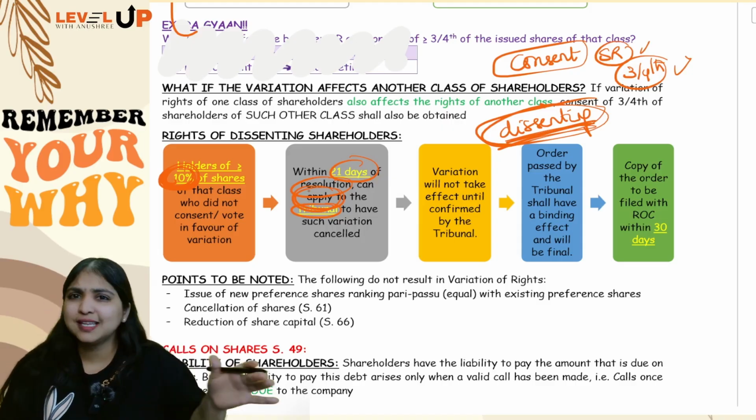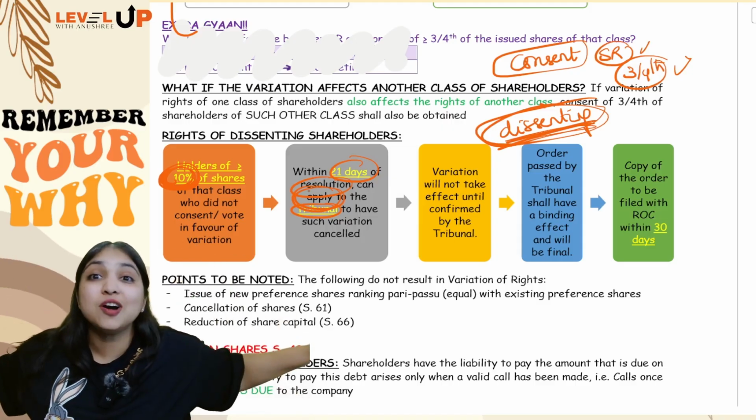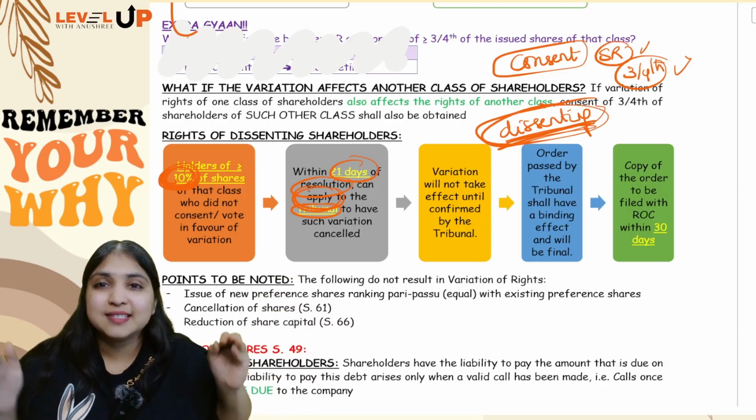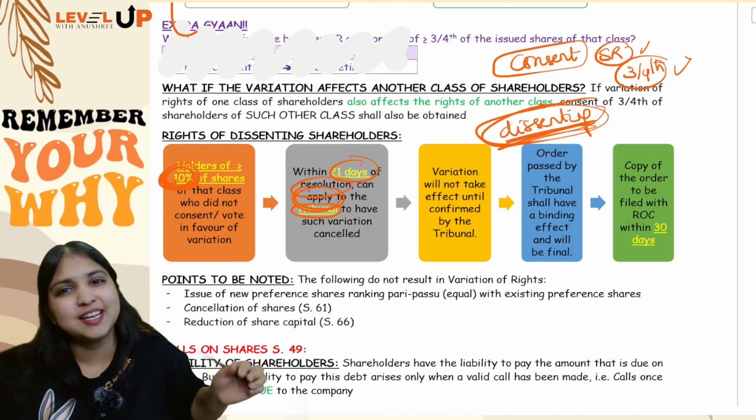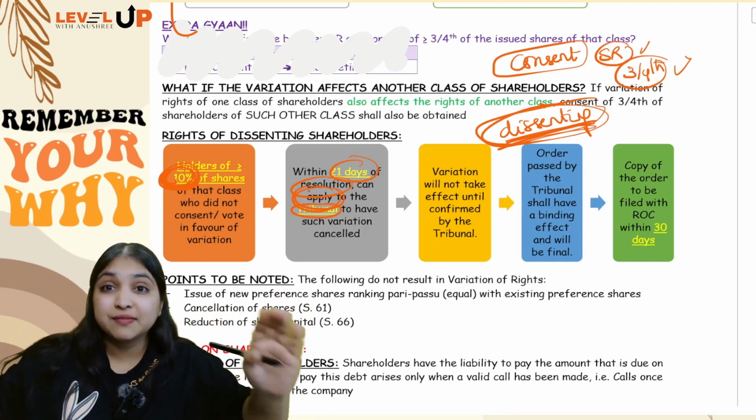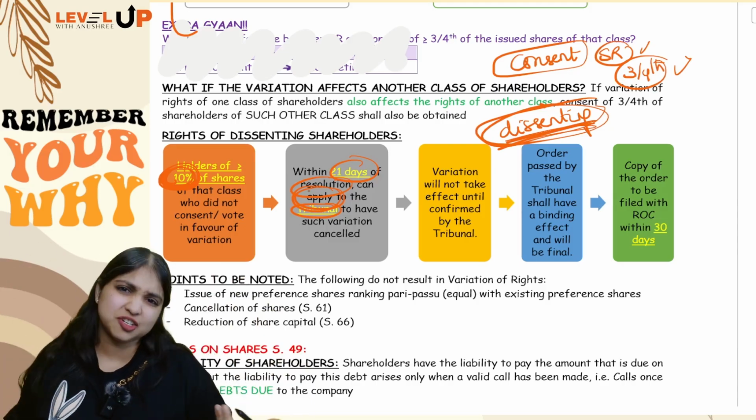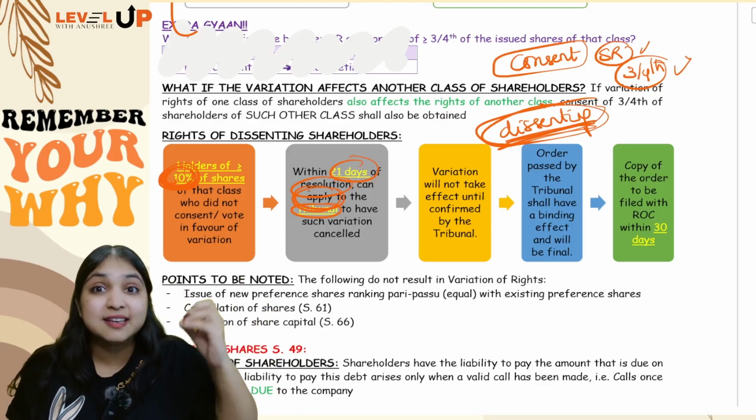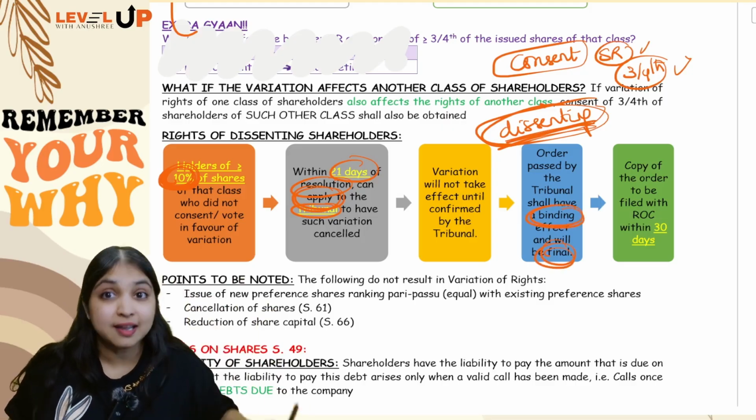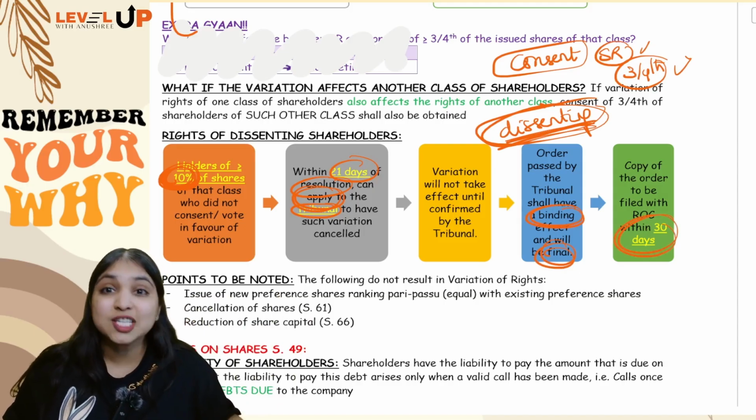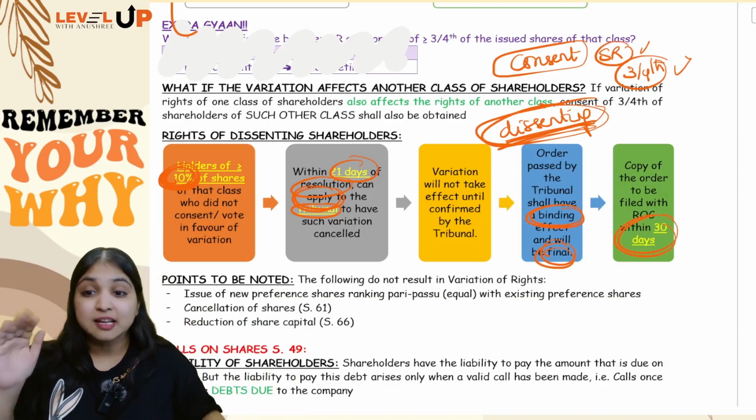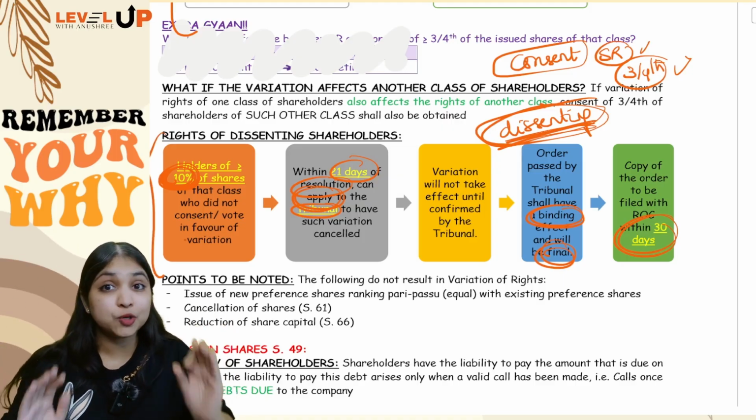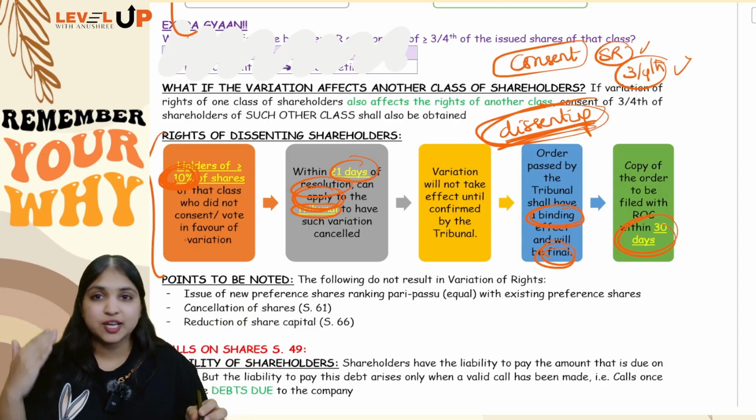Then we learned that as soon as they go to the NCLT, immediately the company will have to pause the whole variation. We'll have to wait and see when the NCLT passes an order. If the NCLT passes an order saying company, you can go ahead with the variation, then we will resume the variation. But if NCLT passes an order to cancel the variation, no option, we'll have to cancel the variation. Here we learned two more keywords. We said NCLT's order will be binding and final, and whatever order NCLT passes, that order has to be filed with ROC also within 30 days. So this was the power given to dissenting shareholders, but they will have this power only if, put together, they are holding at least 10% of the shares of that particular class.